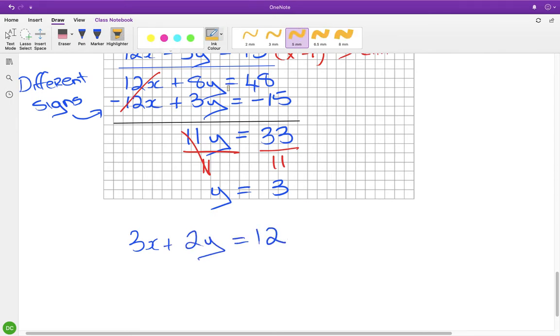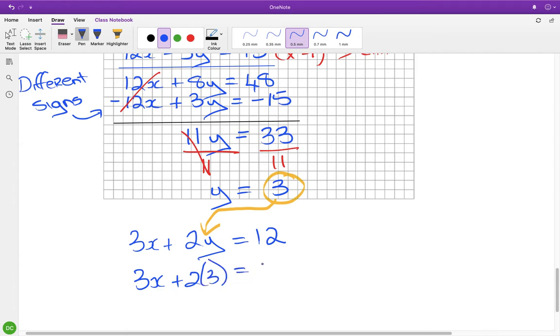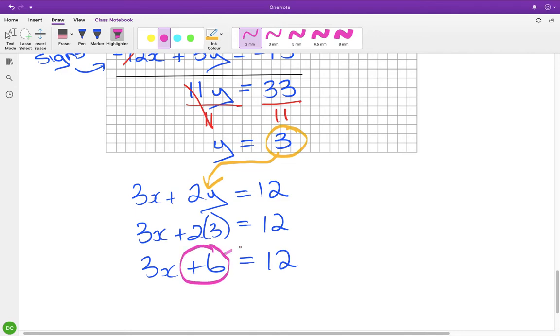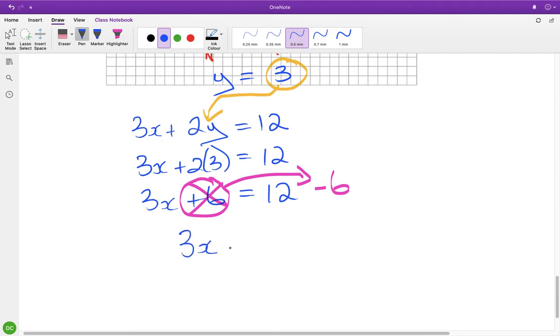And I'm going to take the 3 and put it in for y. So I get 3x plus 2 times 3 equals 12. So 3x plus 6 equals 12. So then take this, bring it across. It will become a minus 6. And then that will be gone from there. So I have 3x equals 12 minus 6 is 6.